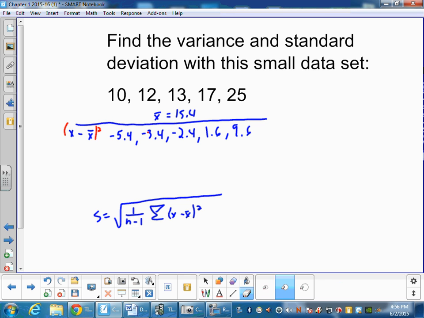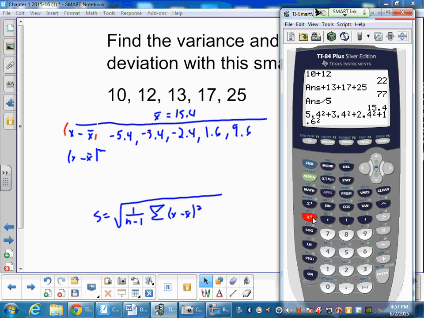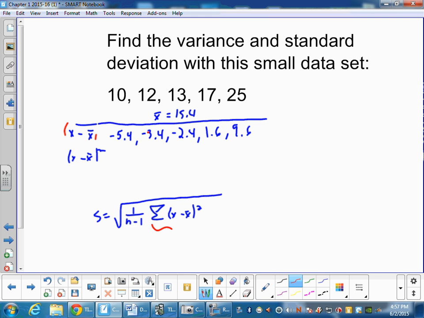Now if I take that and I square it, x minus x bar squared, I take each of those and square it, and then I add them up. So how about I just do this part on my calculator? 5.4 squared is going to be the same thing as negative 5.4 squared, because a negative squared will be positive. So I'm just going to put, I forgot an addition sign in there, plus 2.4 squared plus 1.6 squared plus 9.6 squared. Now I sum all those up, and what I have here, 141.2, is this part of the equation.